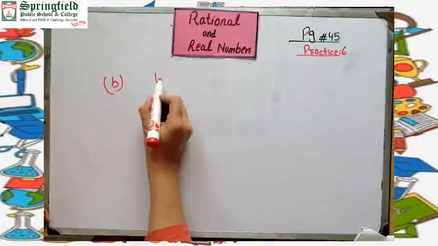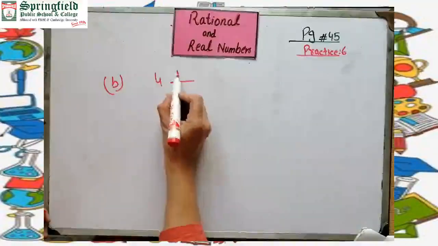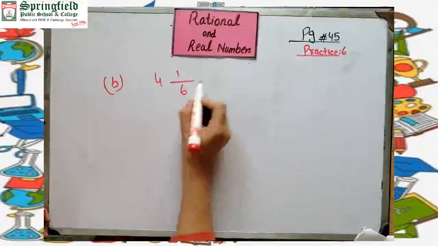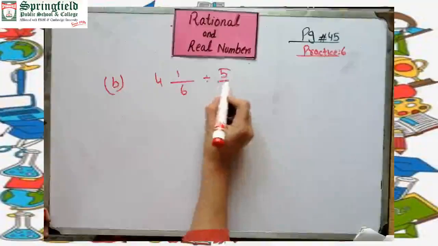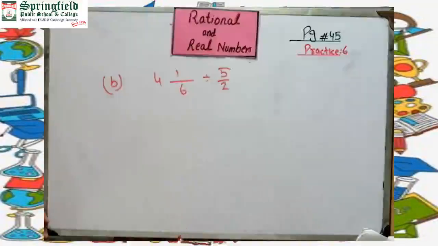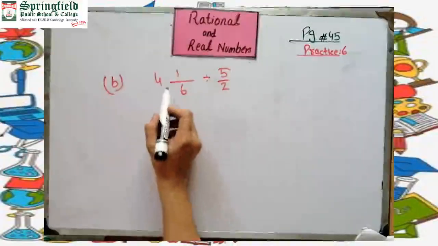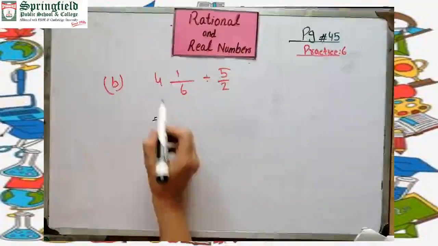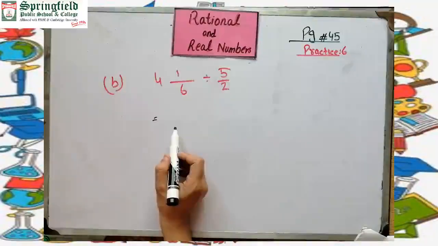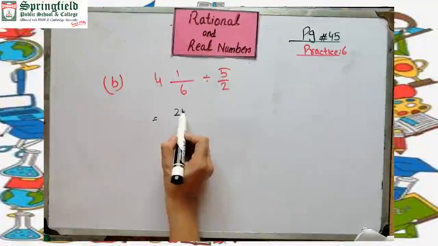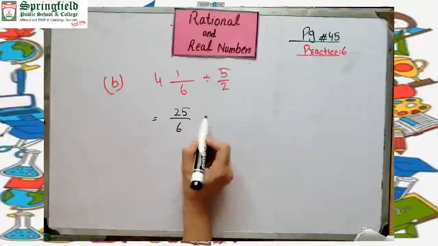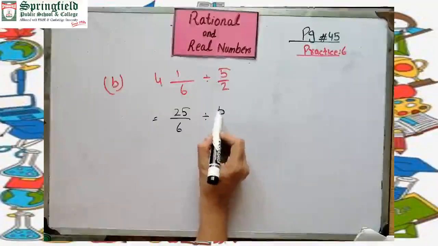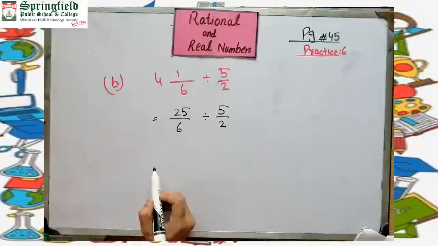B part is a mixed number, 4 whole 1 by 6, divided by 5 by 2. The first number is a mixed number and the second one is a fraction. So how can we divide these two numbers? First we will convert the mixed number into the fraction form. 4 6s are 24 and 1, 25 by 6, divided by 5 by 2.